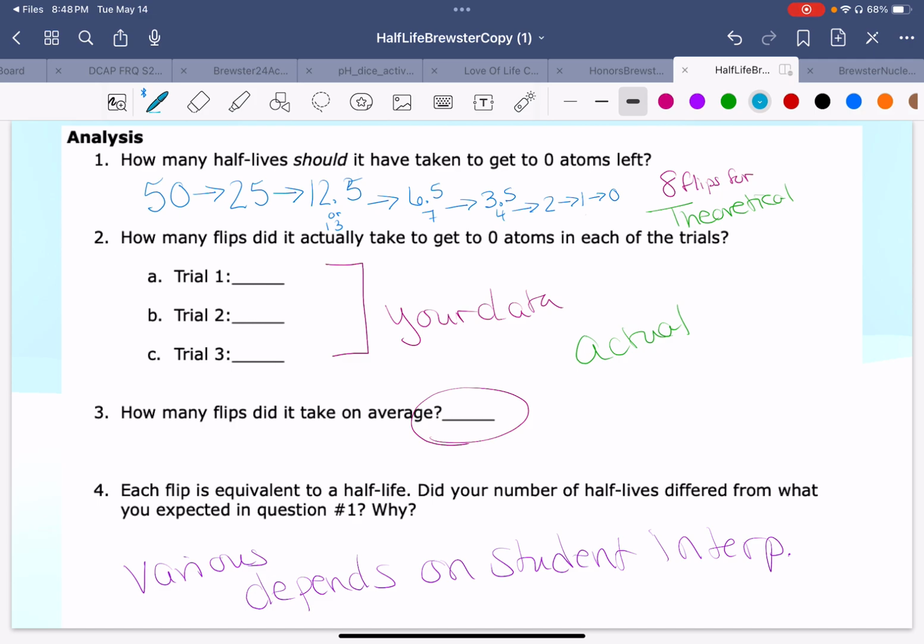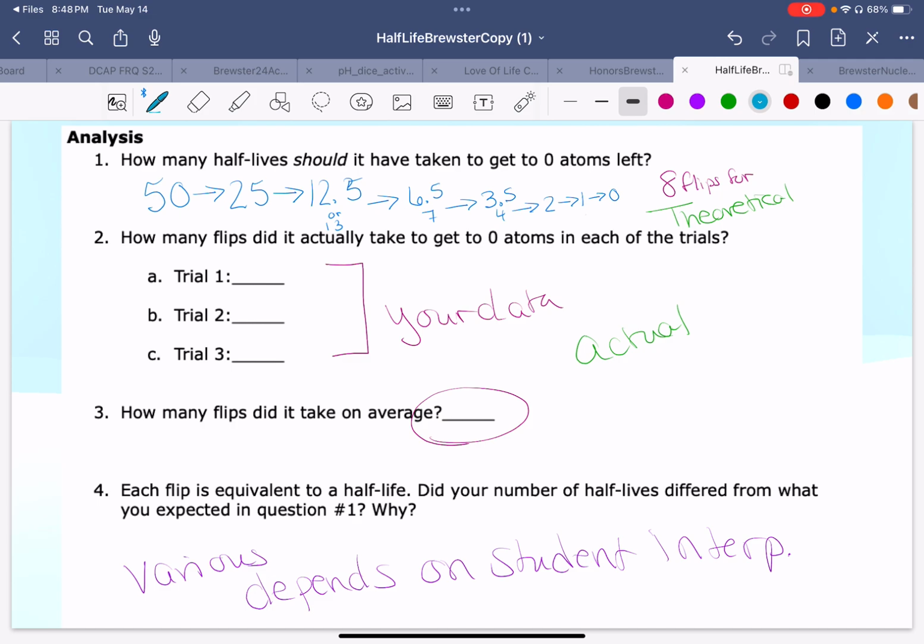So question number 1 is asking for your theoretical number. Then question number 2 is getting into your actual data, your data. So how many times it takes for you to get to 0. And sometimes what happens is you get hung up and it just keeps flipping, and you can't get it to flip up to the tails. Question number 3 asks you to do the average. So remember, average is taking trial 1 plus trial 2 plus trial 3 and divide by 3.